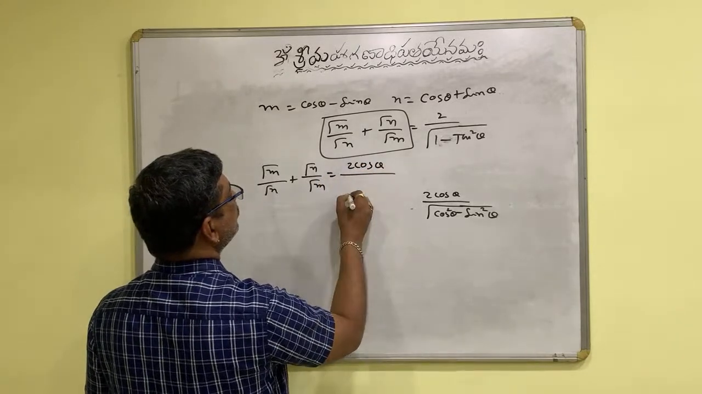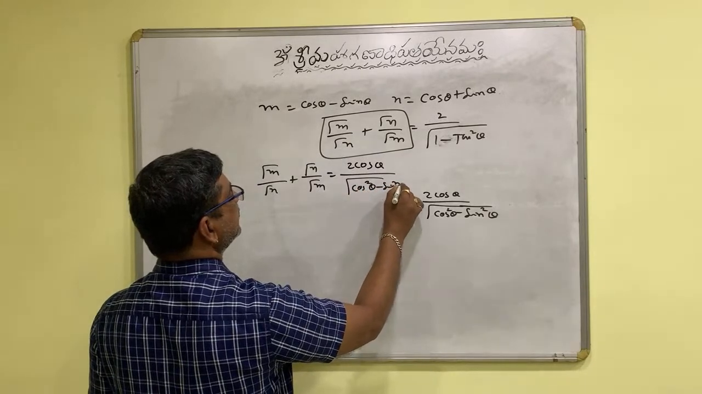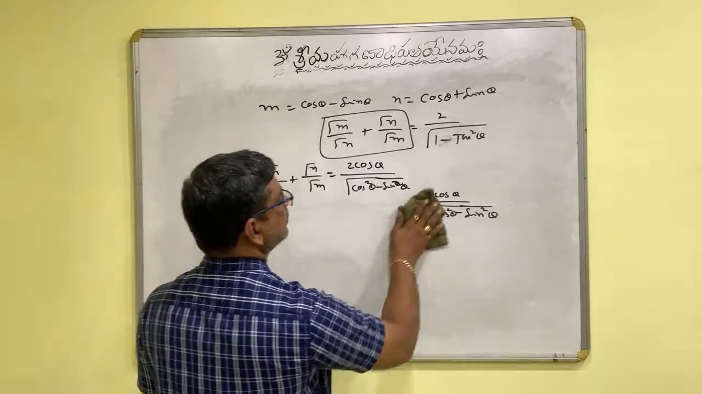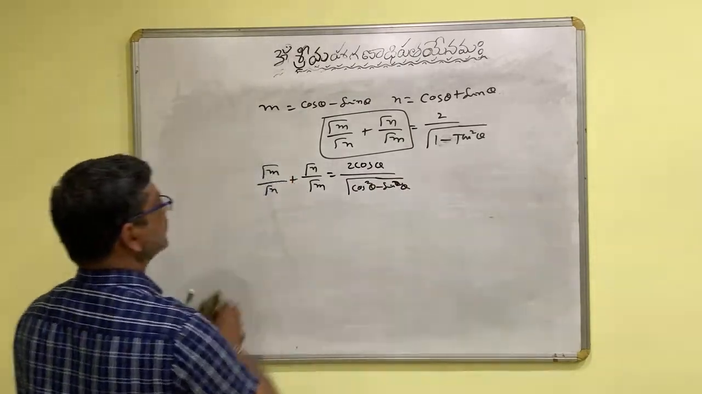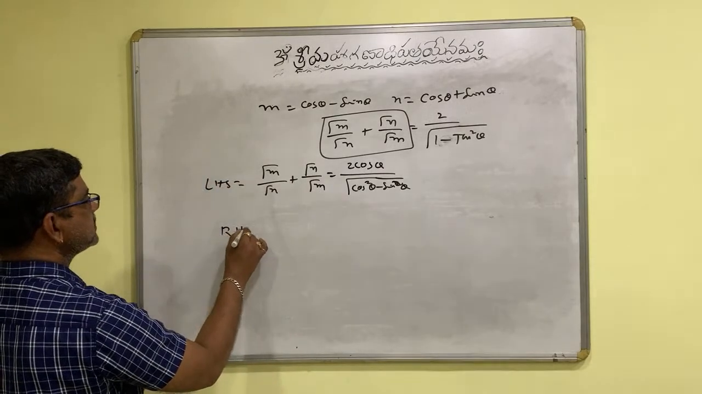So what we got as the answer is 2 cos theta by root over cos square theta minus sin square theta. Okay, now this is the LHS answer. This is LHS. Now go ahead with RHS.